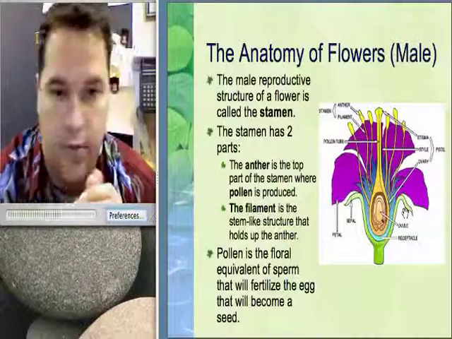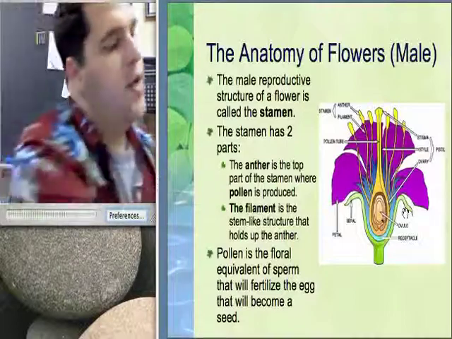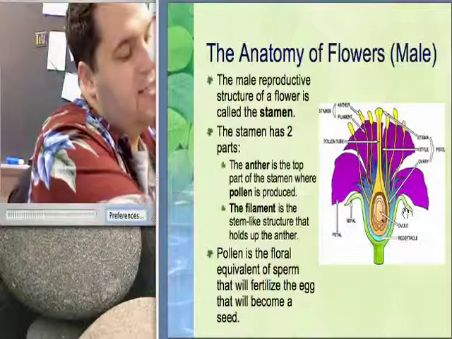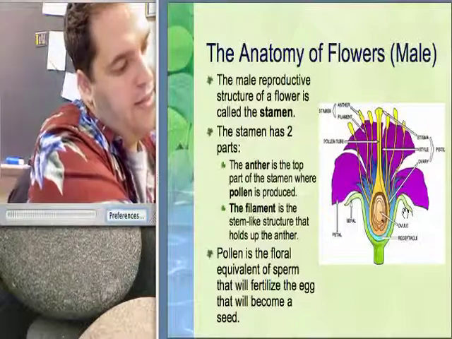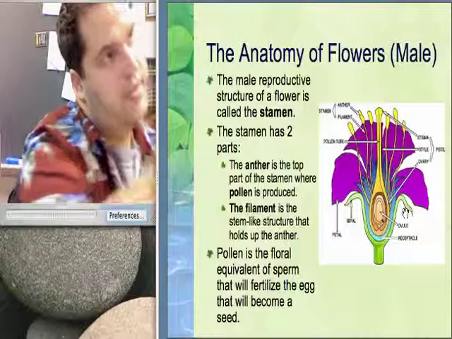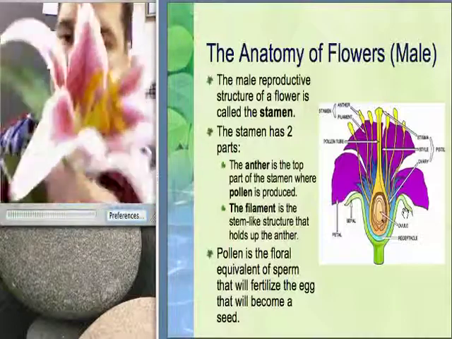Okay, so let's look at the male reproductive structures. First of all, the male reproductive structure is called a stamen. The stamen has two parts. Now, let's look at this lily, because it's kind of easy to see.